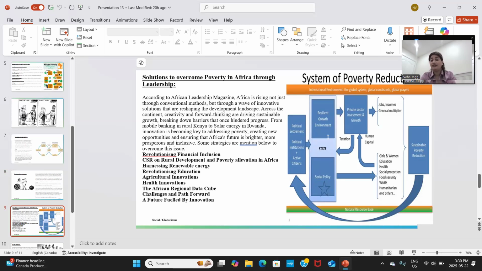So, solutions. Let's talk about some solutions. How are we going to overcome these? According to the African Leadership Magazine, they think that we need to revolutionize financial inclusion, CSR, rural development and poverty, harnessing renewable energy and resources, revolutionizing education, agriculture innovation, health innovation, the African Regional Data Cube, challenges and the path forward, a future fueled by innovation. The leaders of Africa think that we have to invest in this, but we have other things to do with all this.